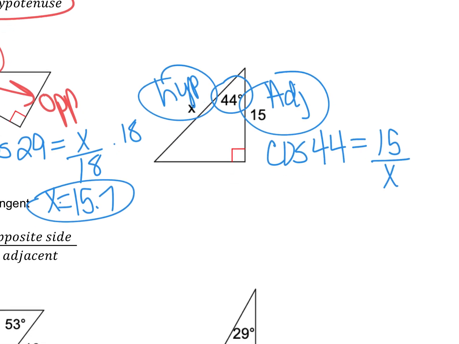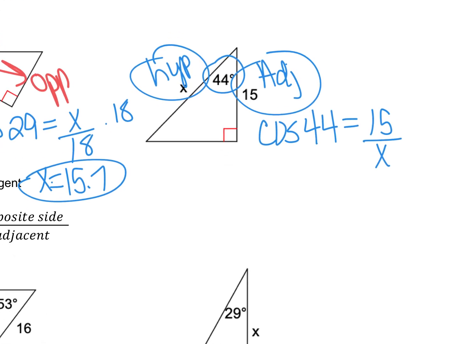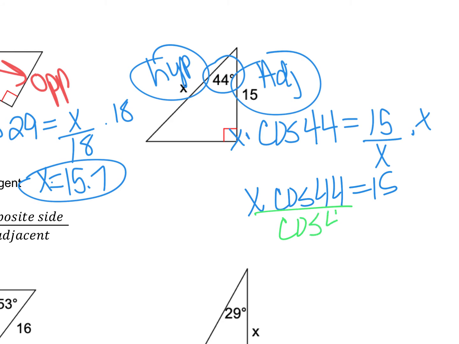Just like before, x is in the bottom, so we have to multiply both sides by x. We get x times the cosine of 44 equals 15. To get x now all by itself, I need to divide by the cosine of 44. And I get, when I put in my calculator, 15 divided by the cosine of 44, I should get 20.85 roughly, which is about 20.9.